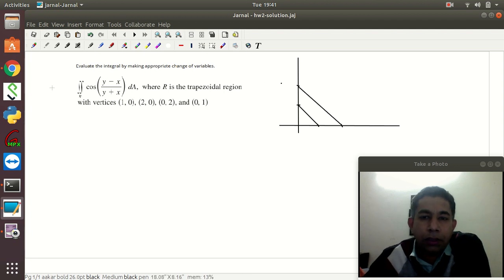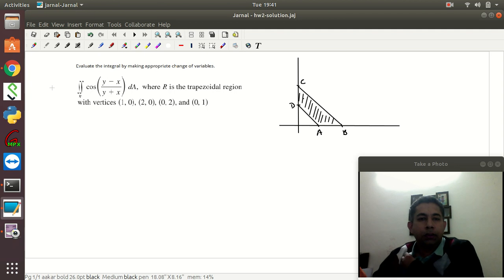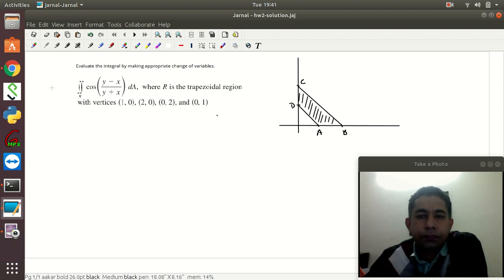Okay, so I think it is. We are integrating over this particular trapezoid. Fine. So the objective is to use an appropriate change of variables, okay, and write the integral in the new variable. Okay, so let's work it out.